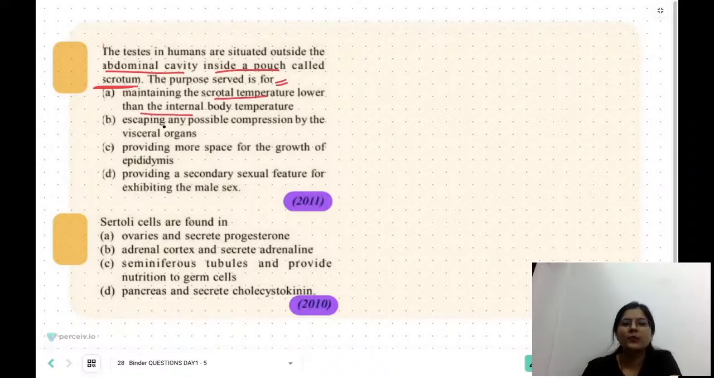Option A. Option B says escaping any possible compression by the visceral organs. Wrong. ये ऐसा हमने कहीं पढ़ा ही नहीं है. Providing more space for the growth of epididymis. Wrong. Providing a secondary sexual feature for exhibiting the male sex. Wrong. So this one is your correct answer that we have already seen and studied.